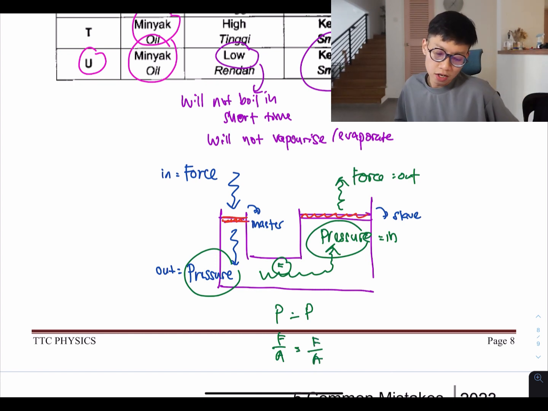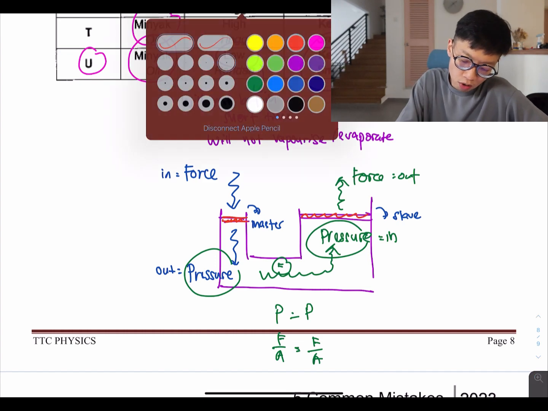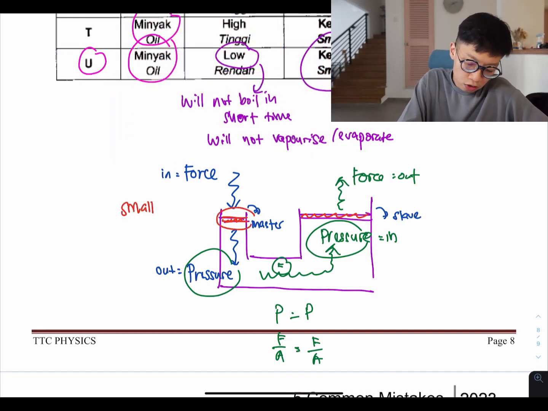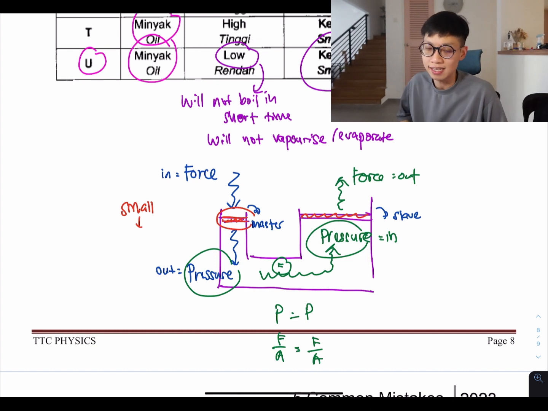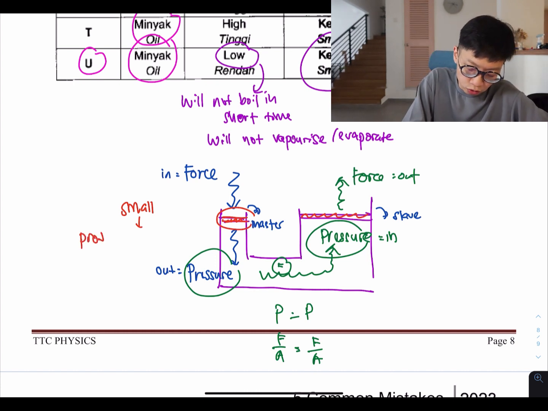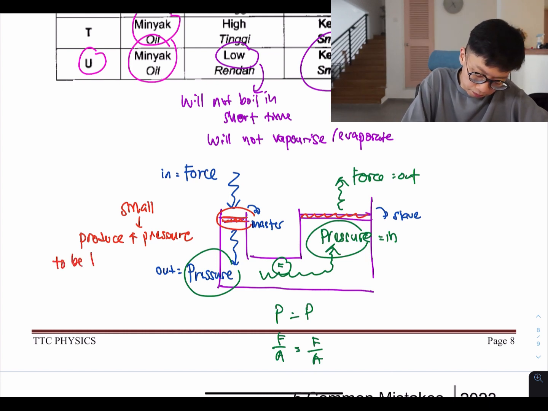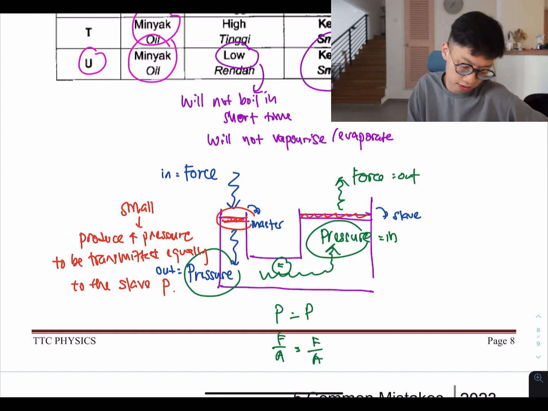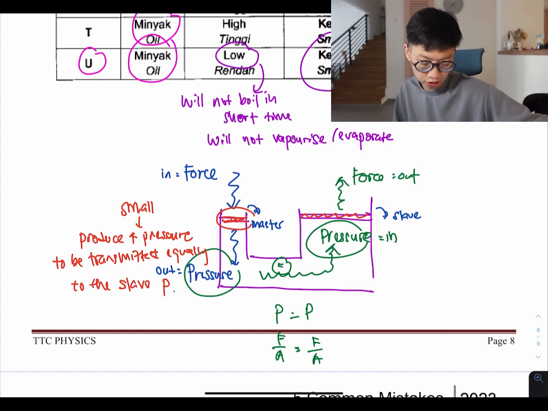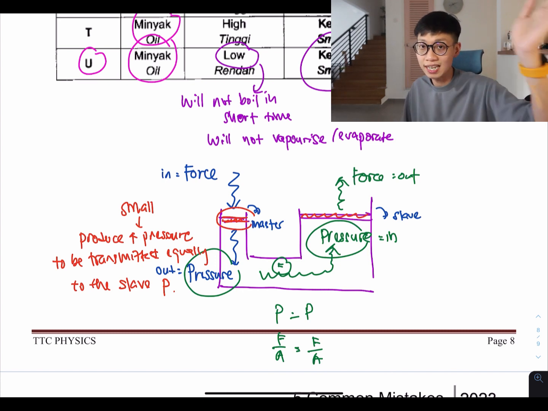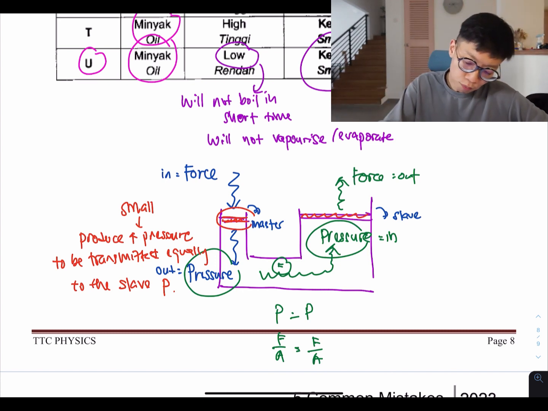Right. Now, so therefore, in this case, if you tell me why this must be small, I will use this sentence whereby I say, so that I can produce a higher pressure. So what do I want a higher pressure to be? Transmitted equally. Okay, you want to transmit equally to the slave piston. So you want to produce a high pressure to be transmitted equally to the slave piston. Faham?